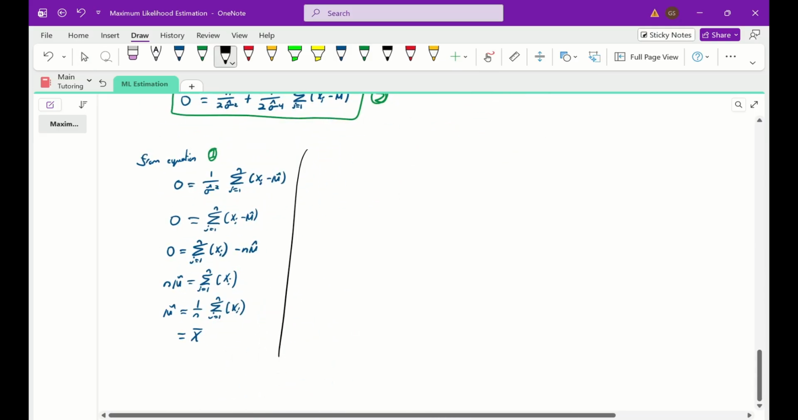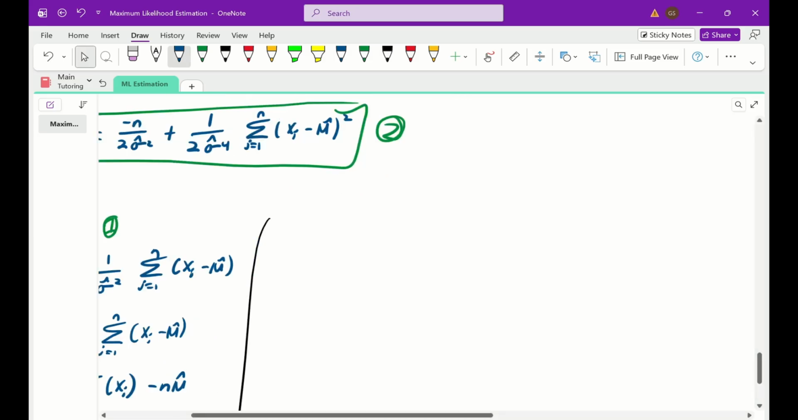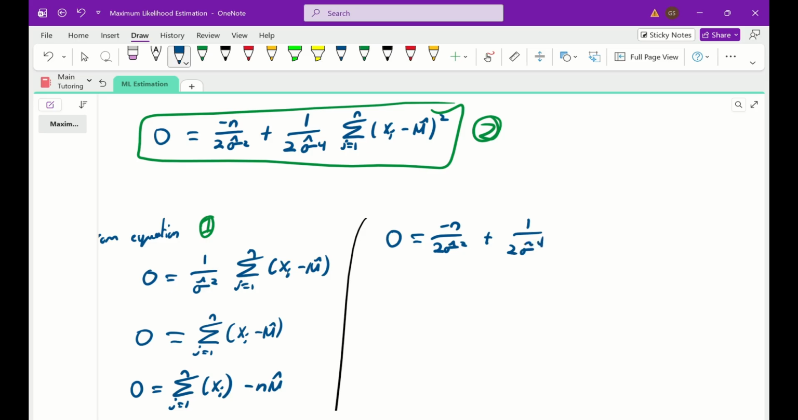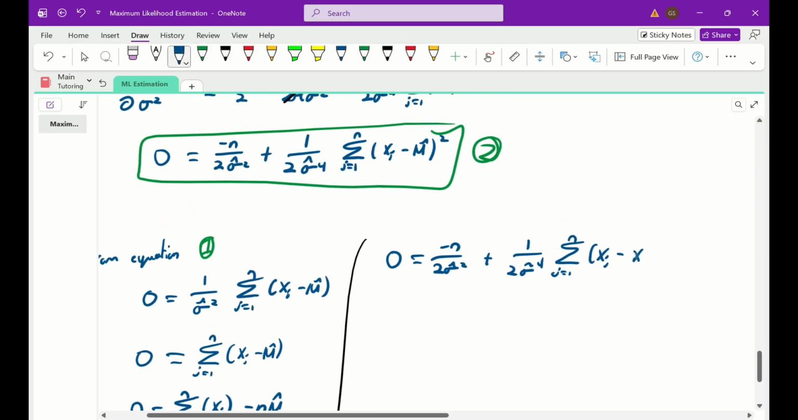Let's look at solving equation 2. Hopefully we can solve for sigma squared, so we can find the best estimator for sigma squared. I'll copy equation 2. We've got 0 equals negative n onto sigma hat squared, plus 1 onto sigma hat to the 4, sum j equals 1 to n of xj minus, and then what are we subtracting? We subtract mu hat. But since we already found that mu hat is equal to x bar, the sample mean, I'm just going to substitute in the sample mean here.